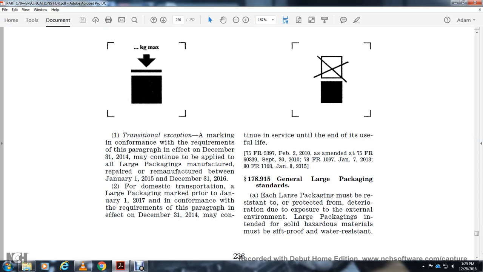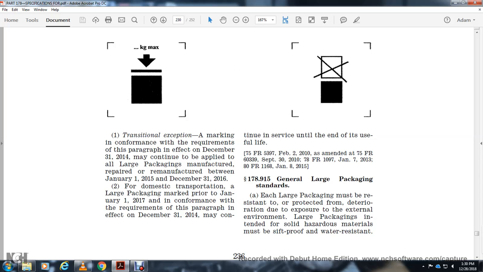Transitional exemption: large packaging marked in conformance with the requirements of this paragraph effective December 31st, 2014 may continue to be used. Large packaging manufactured between January 1st, 2015 and December 31st, 2016 and marked in conformance with the requirements effective December 31st, 2014 may be used for transportation through January 1st, 2017, continuing to the end of its useful life.